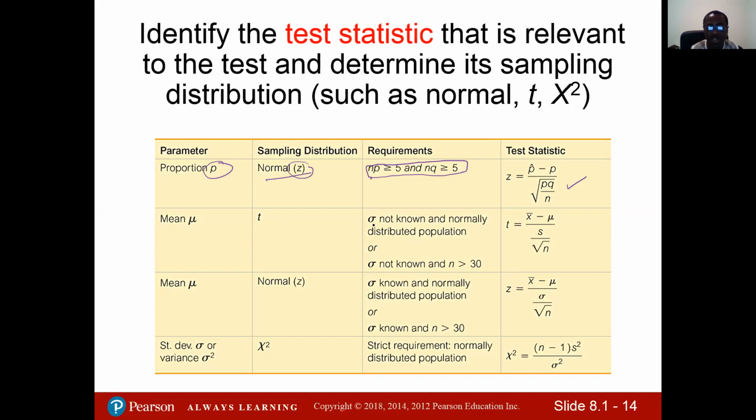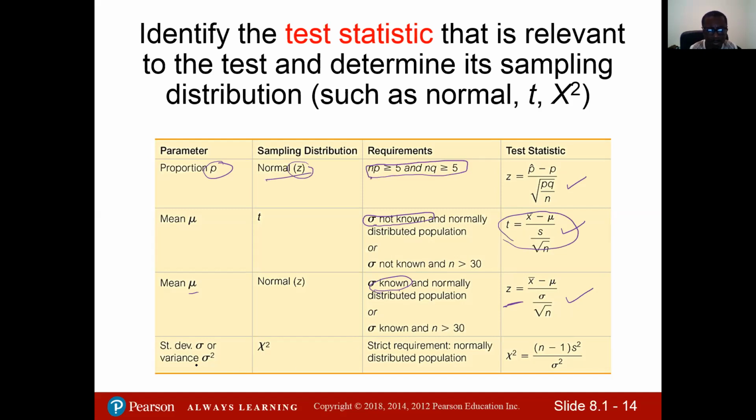Now, test about the mean. If we do not know sigma, then it's a t, as we said in section 7.2. If we know sigma, then it is a z, and that is given by this formula. So this is my test statistic for testing about the population mean when sigma is known. Now, if sigma is not known, I use the t, which is this formula.